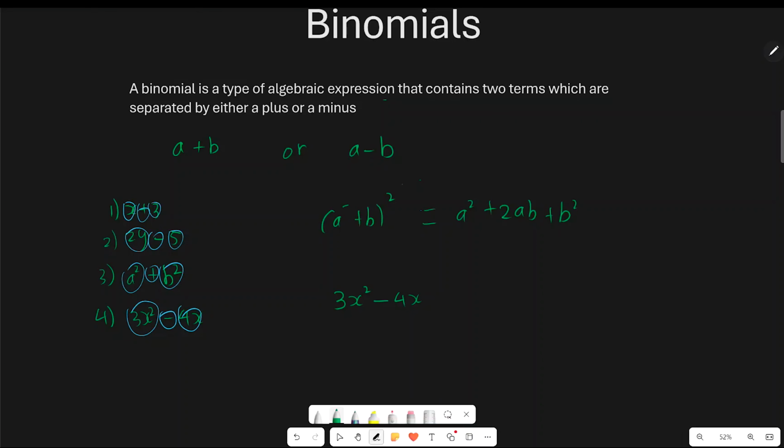How can we factor this? Well, we see an x in common here and here. So let's factor out this x. So this will be equal to x, a large bracket, 3, we factor out the x, so this becomes 3x minus 4.